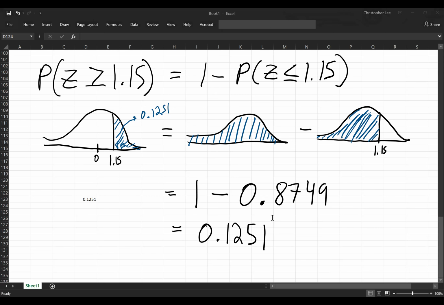So if it's to the left, it's the same thing, you just copy the answer. That's it. There's nothing else to do. It's only when it's to the right that we have a problem. But when it's to the left, it's simple. So when it's to the left, you just copy the answer and that's it.